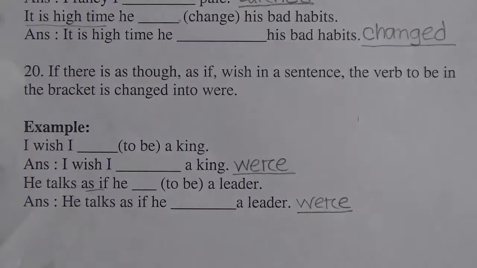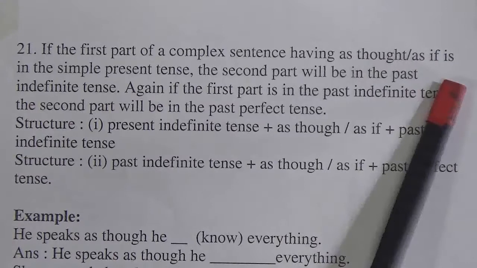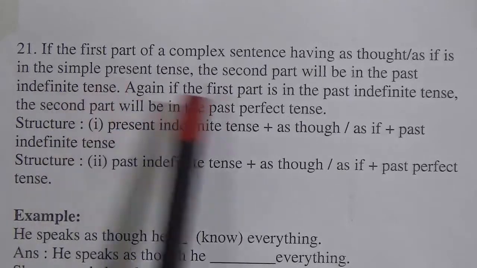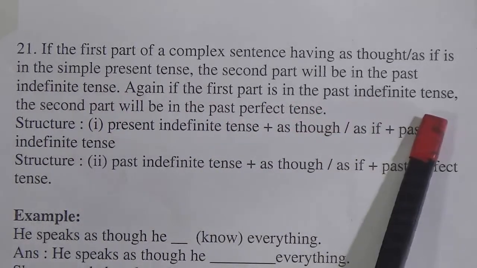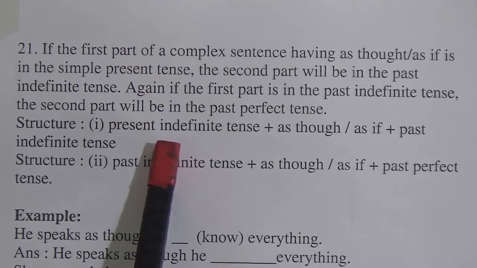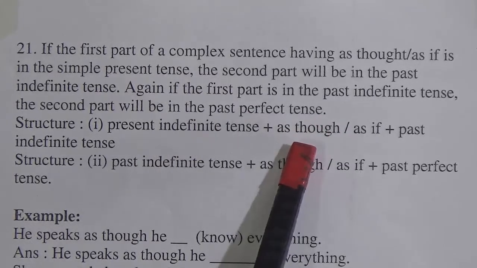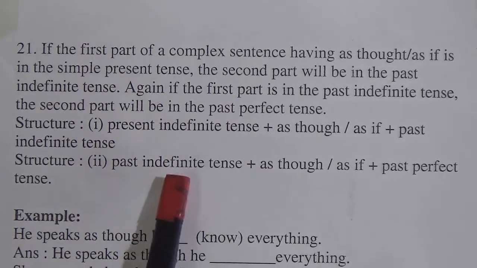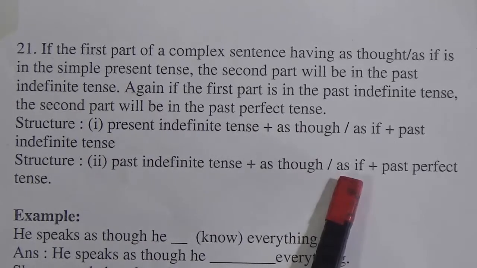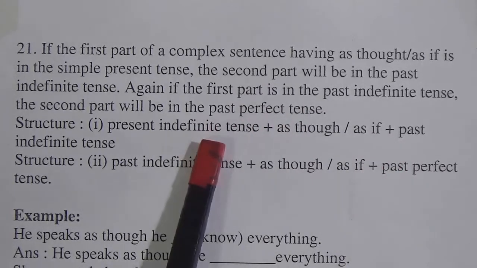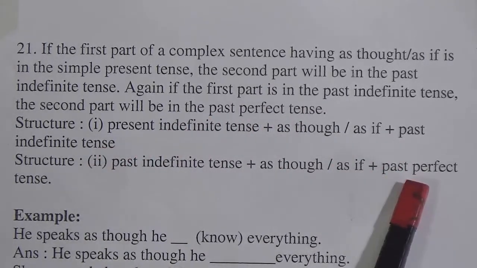Now rule number 21. If the first part of a complex sentence having as though or as if is in the simple present tense, the second part will be in the past indefinite tense. Again, if the first part is in the past indefinite tense, the second part will be in the past perfect tense. So the structure is present indefinite tense, then as though or as if, then past indefinite tense. The next structure is past indefinite tense, then as though or as if, then past perfect tense. Students, I hope you know the structures of present indefinite, past indefinite, and past perfect tense.